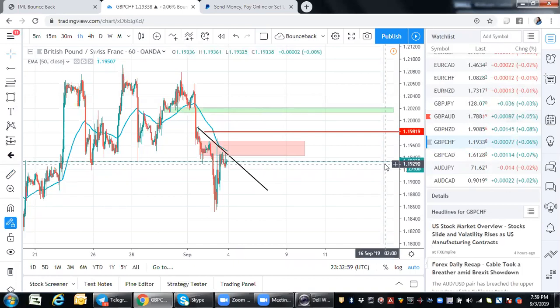Please do not rush the setup. Do not get greedy, right? Wait for price to line up. That's all you need to do, right?